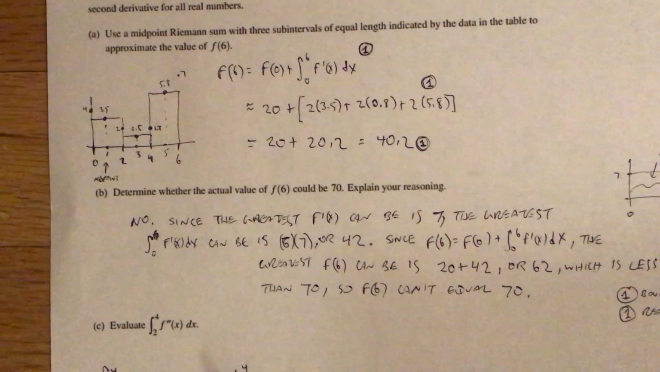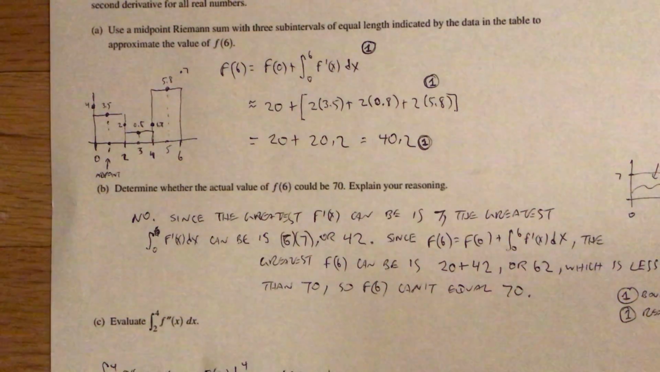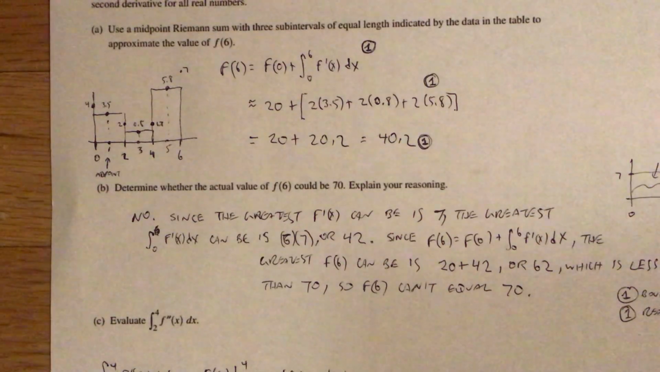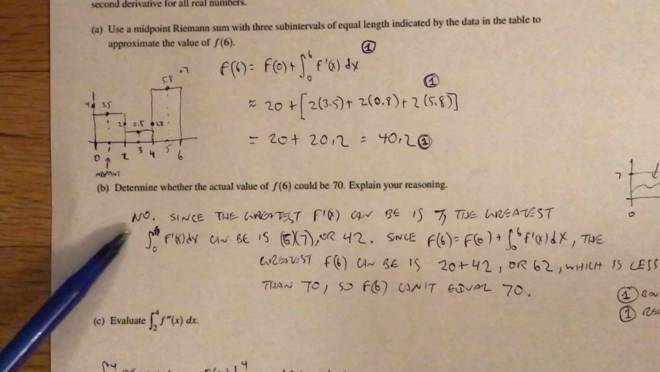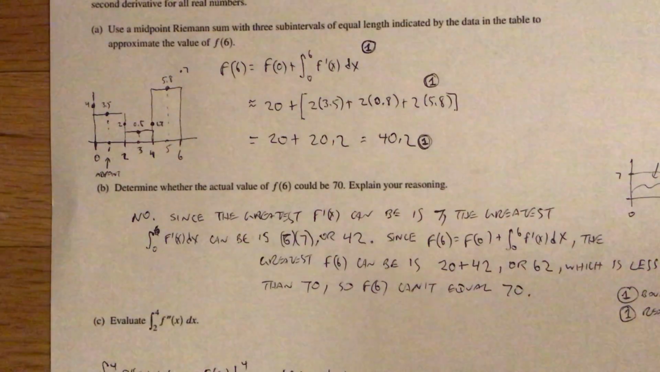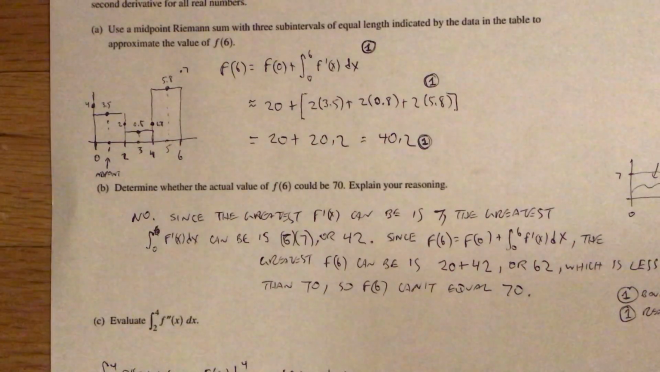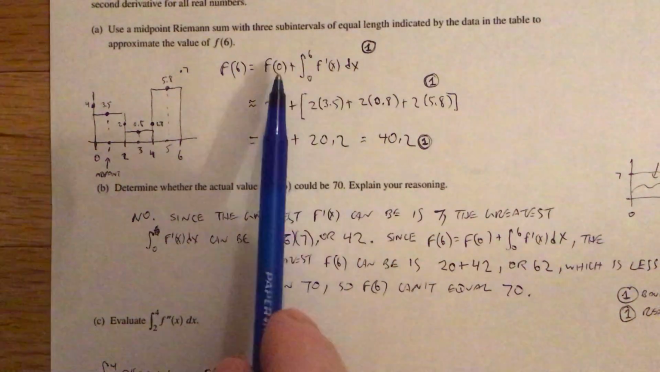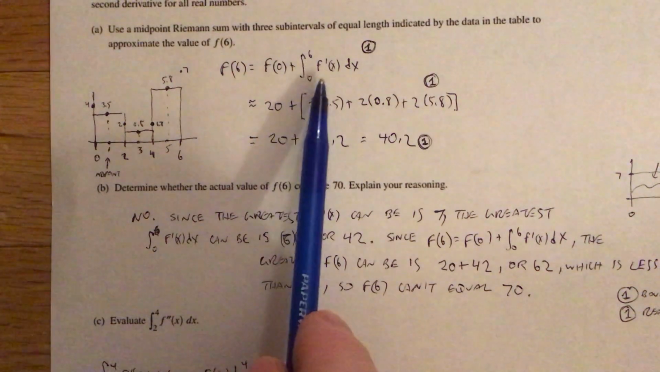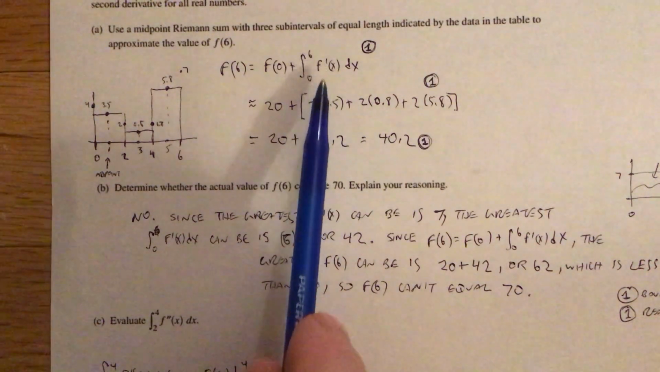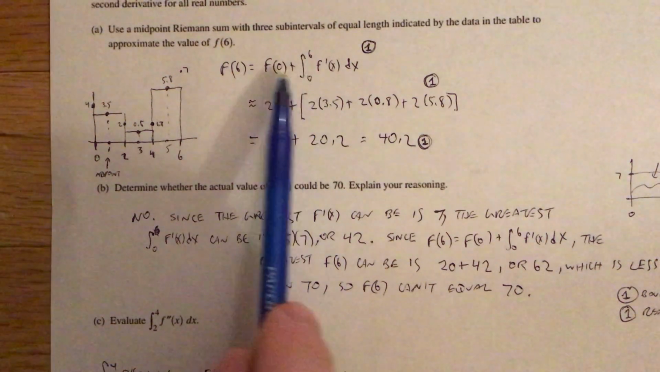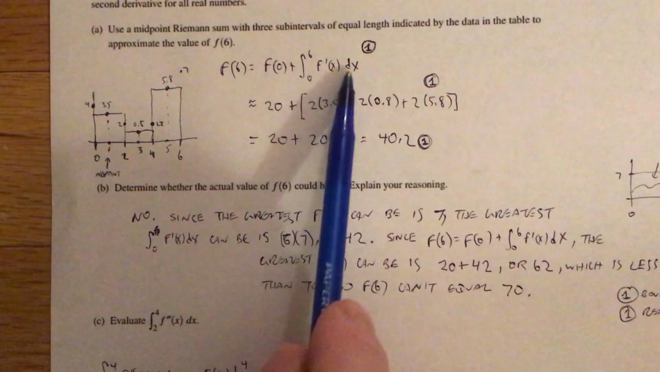All right, so part B says, determine whether the actual value of f of 6 could be 70, and explain your reasoning. The answer's no, but the important part's why, because you could just guess yes or no, a 50-50 shot. Why can't it be? Well, it comes back to this formula. What can I know about f of 6? I know it's f of 0 plus this integral. Now, remember, I didn't know what this integral was exactly. I approximated it. But the question then becomes, since this is locked at 20, what does this integral become?